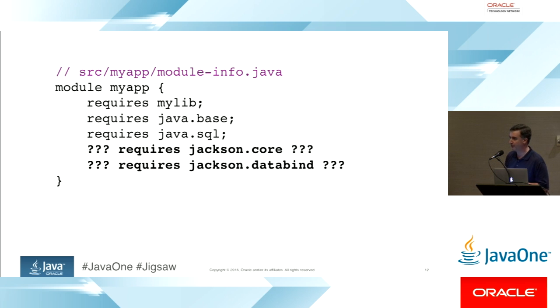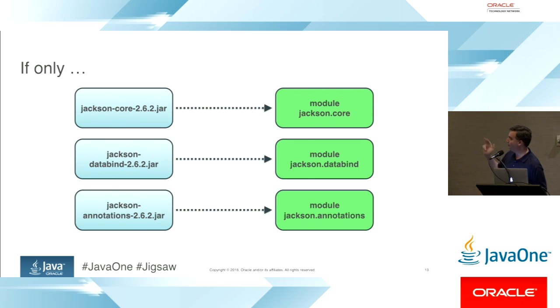Let's now turn to the module-info.java file for myapp. It requires mylib, our newly created module, and it requires java.base and java.sql. And of course, we know that it's going to use Jackson. So we'd like to write requires jackson.core and requires jackson.databind. Does that mean that I, as the developer of myapp, have to write module-info.java files for Jackson as well? That would be a pain. I don't control those jar files. If only there was some way for the Jackson jar files to become modules automatically.